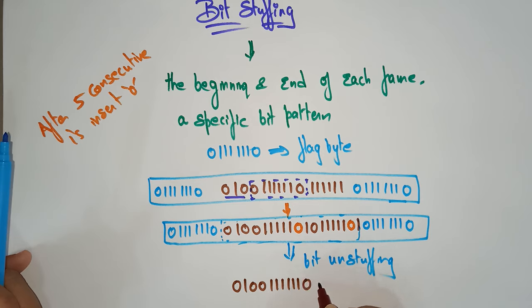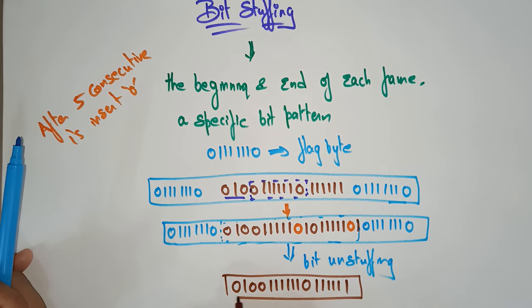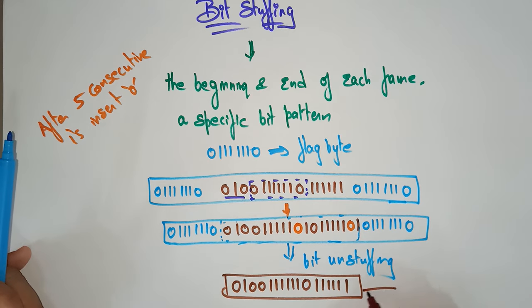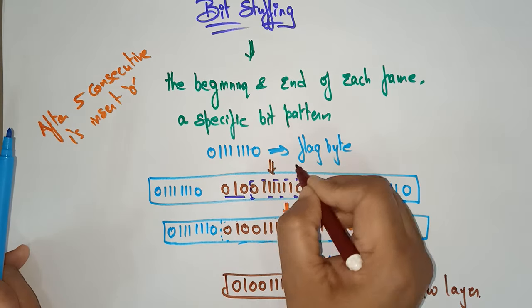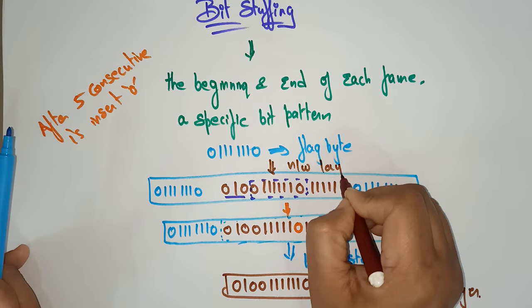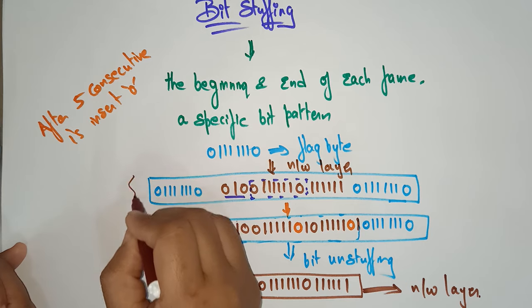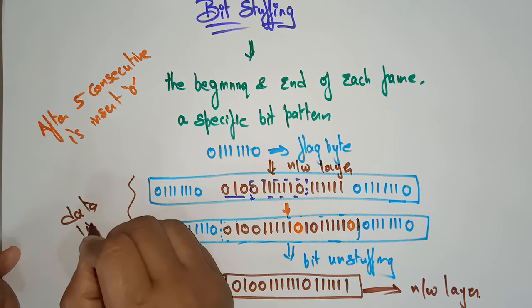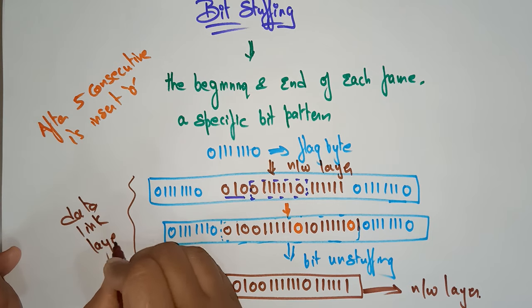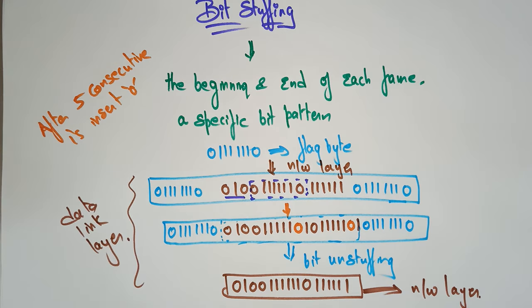0 1 0 0 1 1 1 1 1 1 0, and again 6 ones. This is the original data which is received at the receiver side, and this data is again sent to the network layer. So the original data is received from the network layer, and these are the operations performed by the data link layer. Everything is in the form of frames. So this is about bit stuffing.